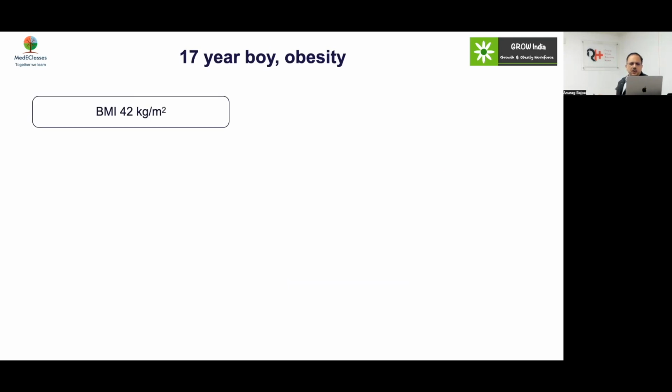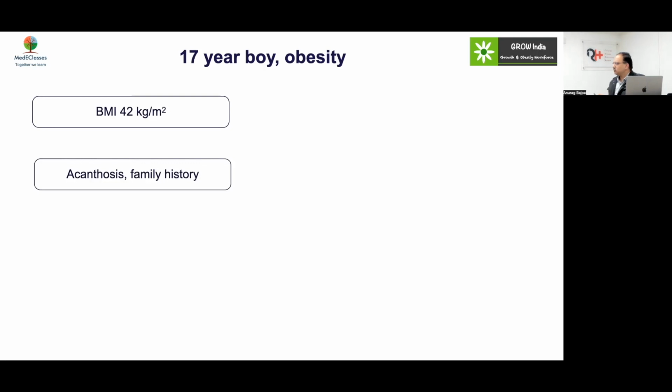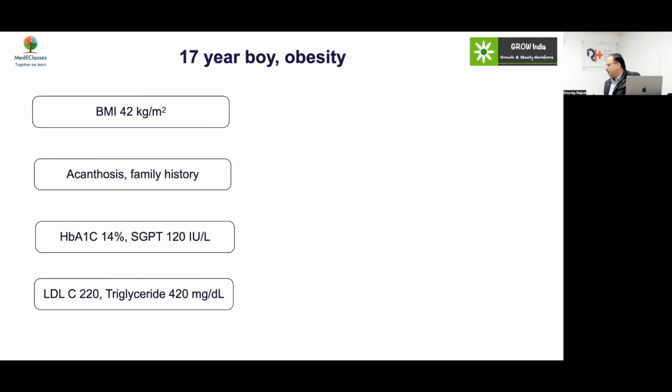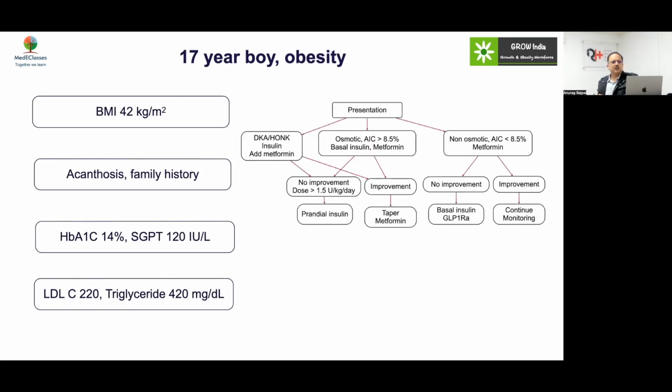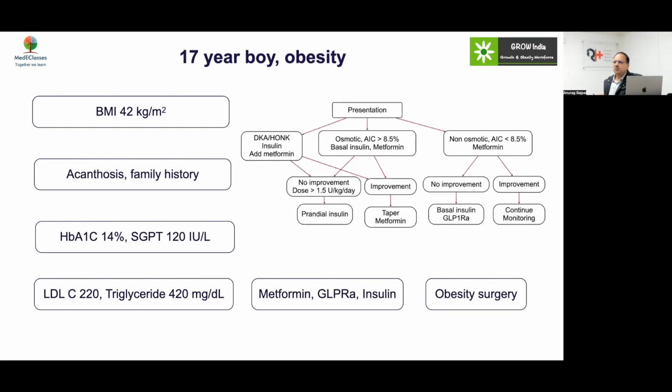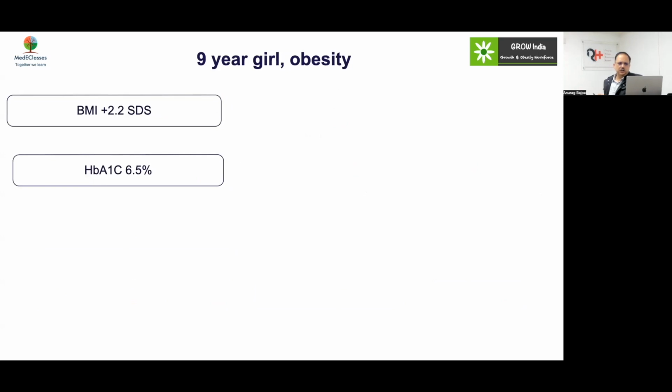17-year-old boy with obesity, BMI as we discussed earlier, very, very obese boy, acanthosis, family history, very high HbA1c, high triglycerides. So this will be a candidate for polypharmacy. And probably you will do, what procedure will you think of? Bariatric surgery. So clearly, this patient will be a candidate for obesity surgery.